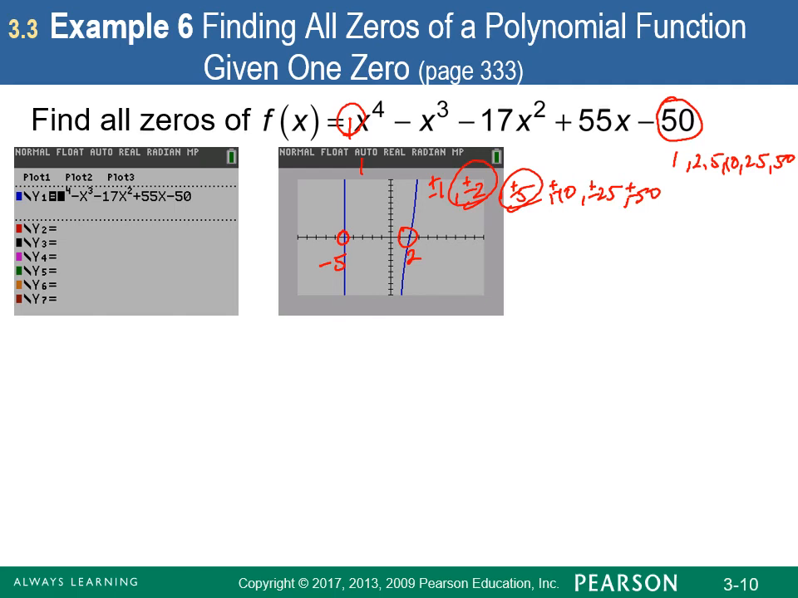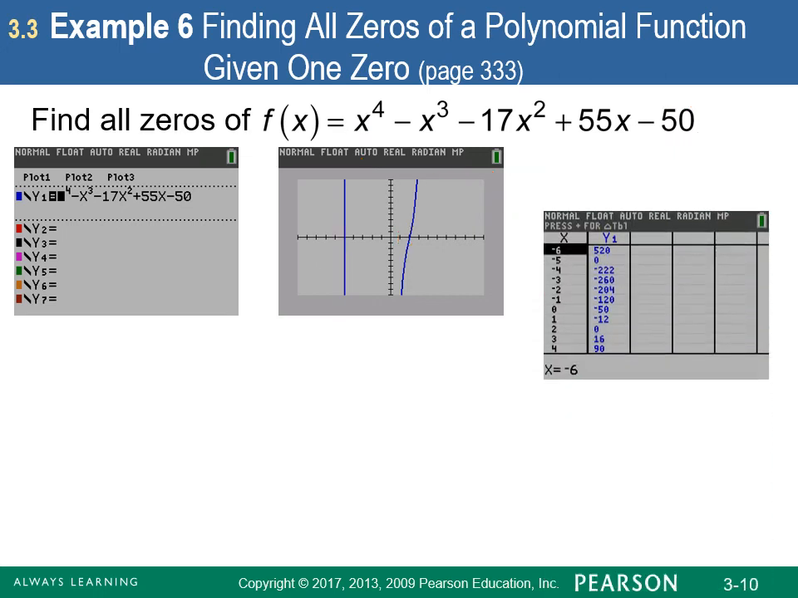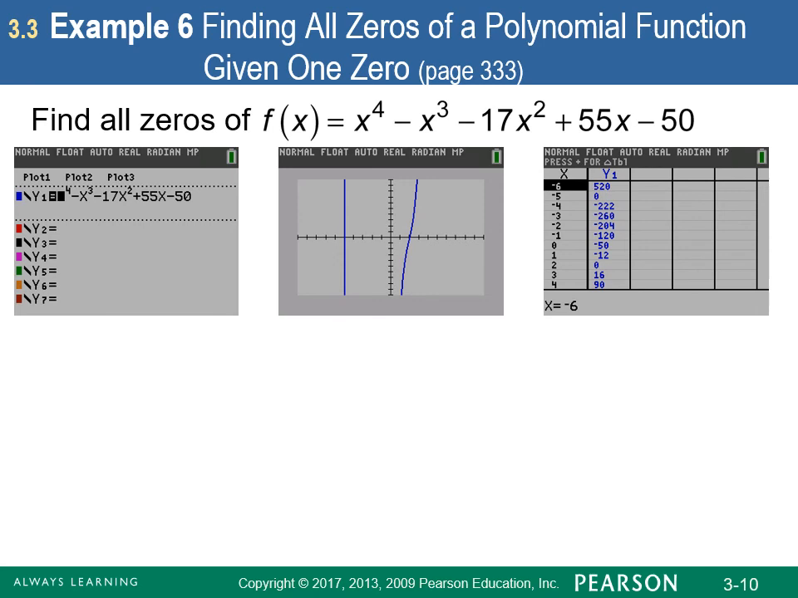So then we're going to look at the table. Now, the table is what's definitive. And you can see here, for 0, we've got a -5 and a 2. So we know that x equals -5 and x equals 2 are zeros. We'll do synthetic division, starting with the 2.